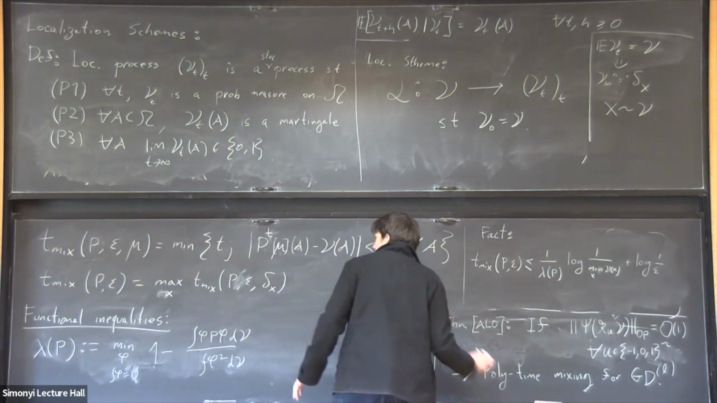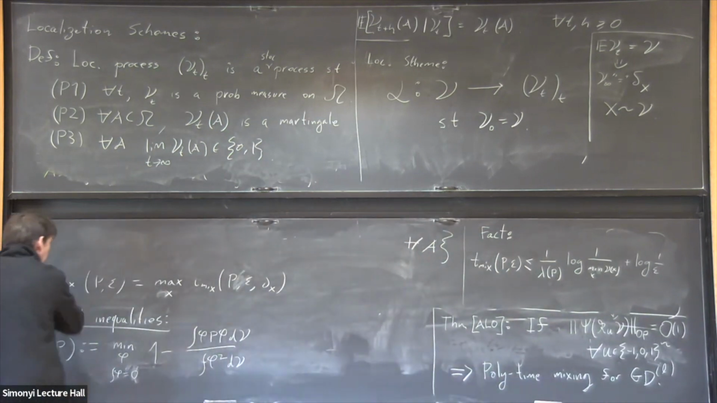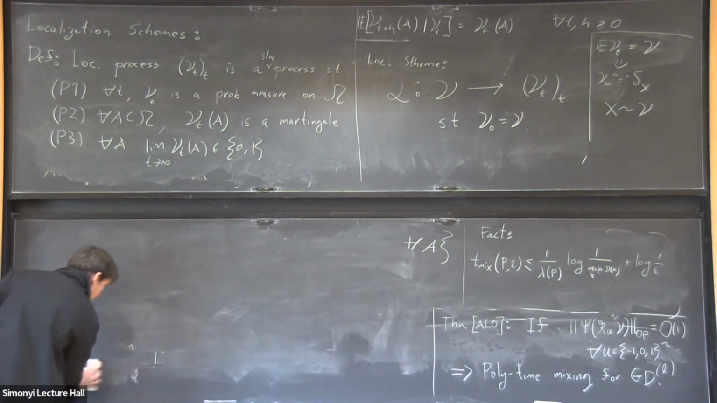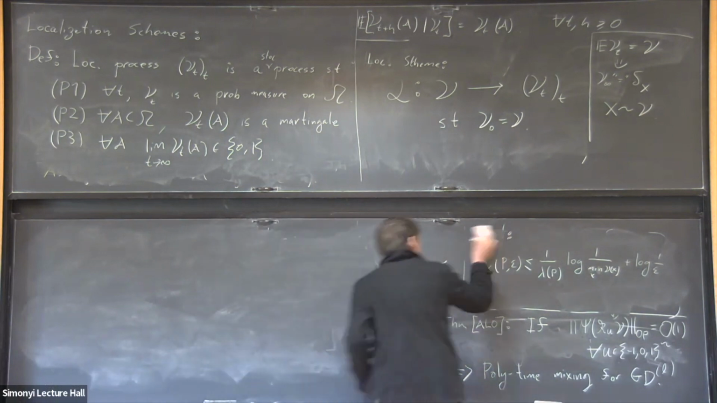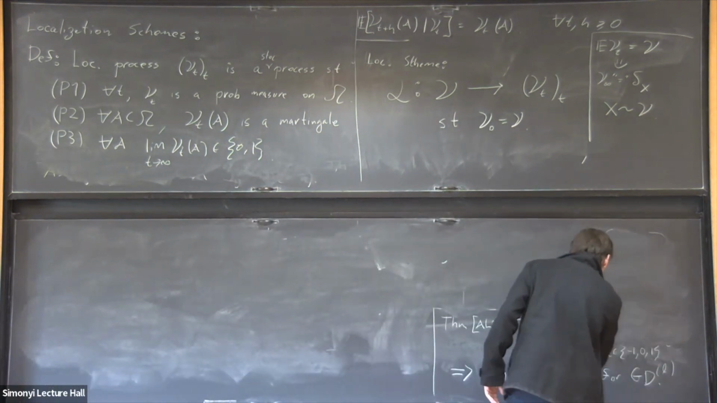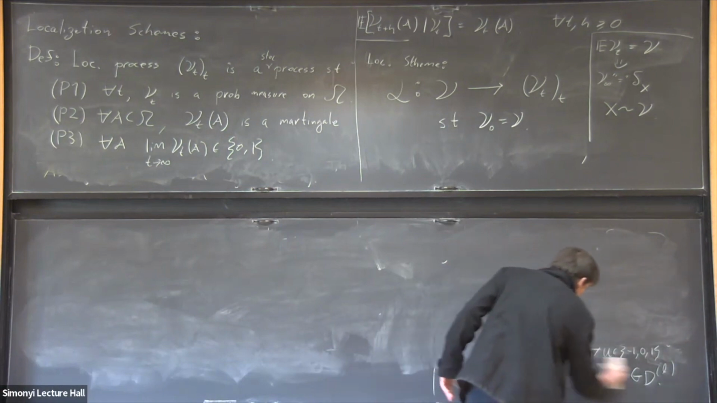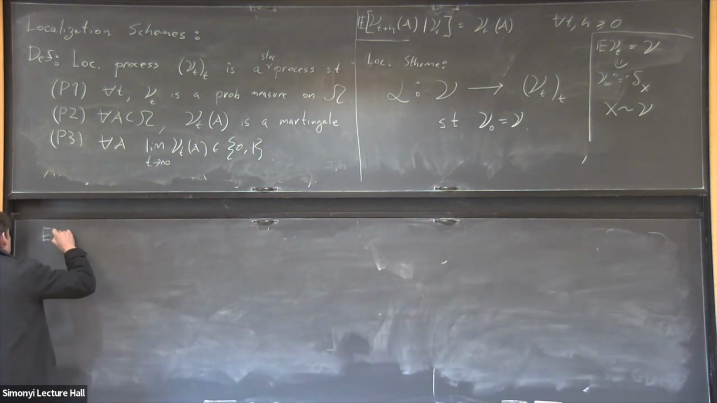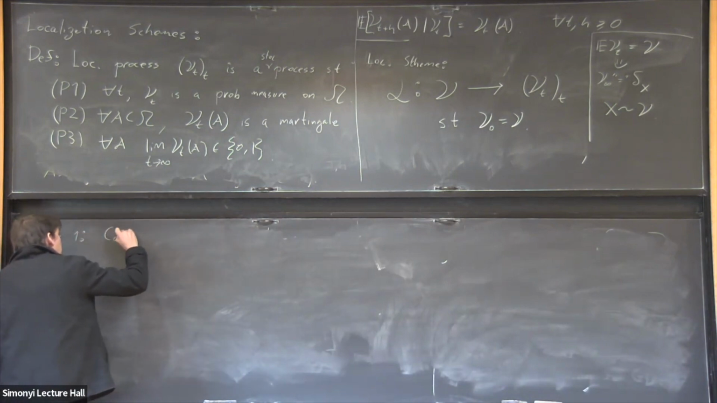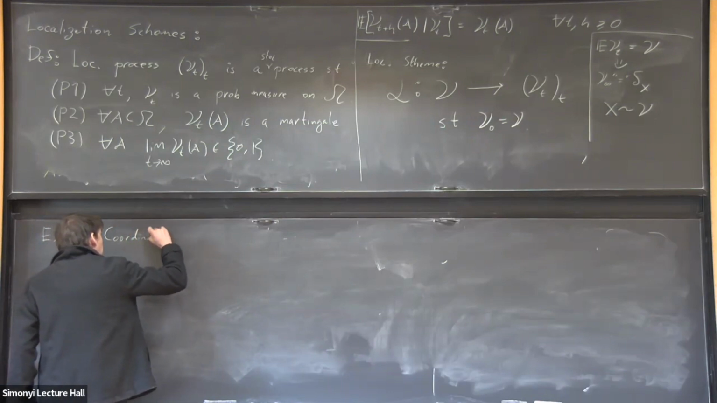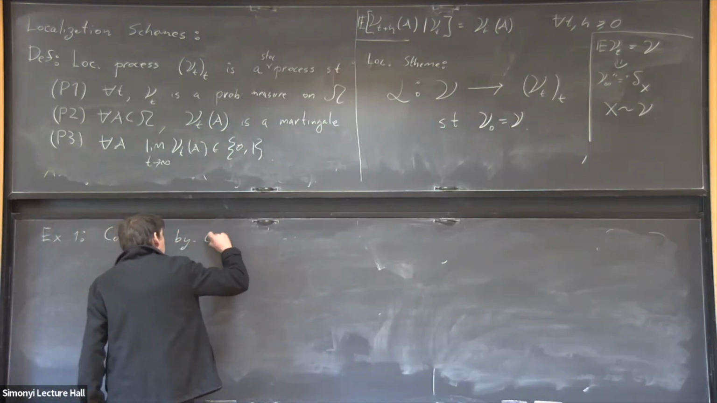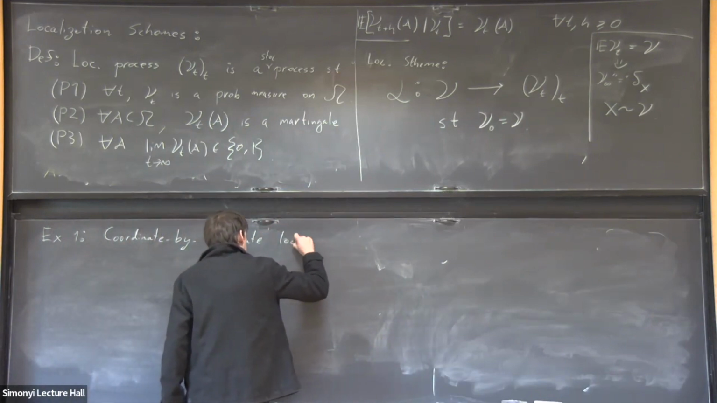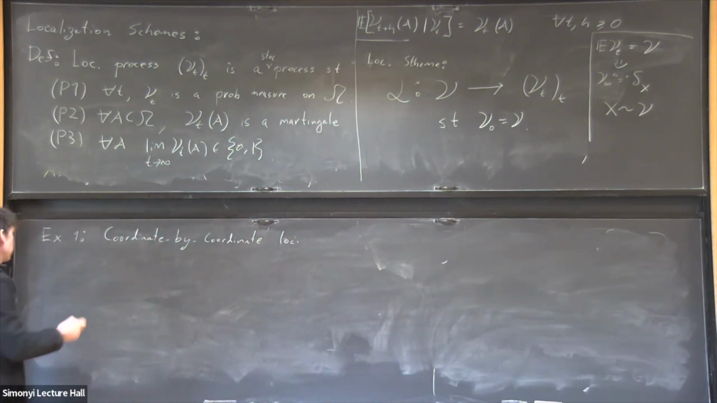Let's consider some examples. Since I don't have a lot of time, there are many examples that turn out to be interesting, but I'll start with only 2 examples, and next week we'll see many more. So example 1 is the coordinate by coordinate localization scheme, which is defined as follows.